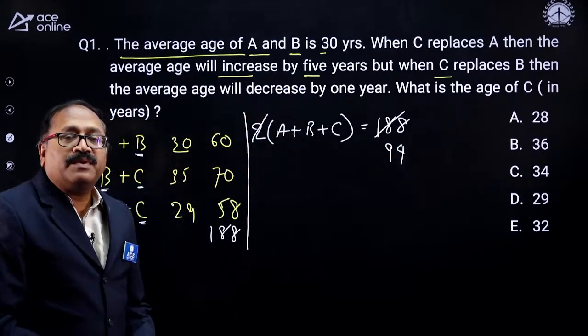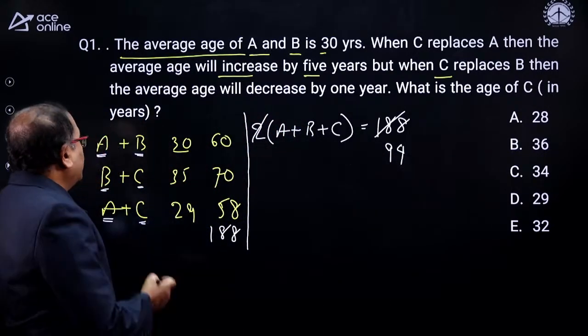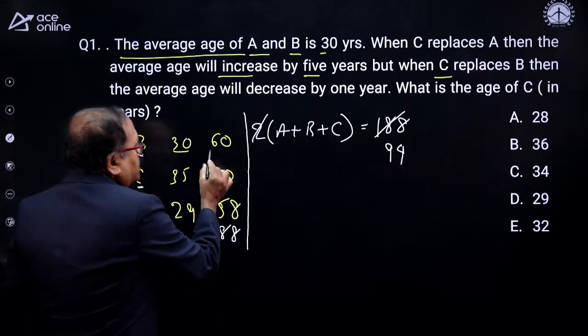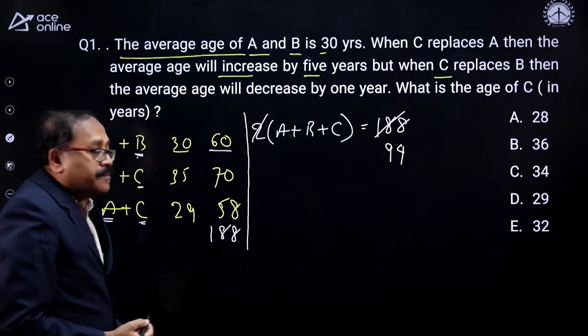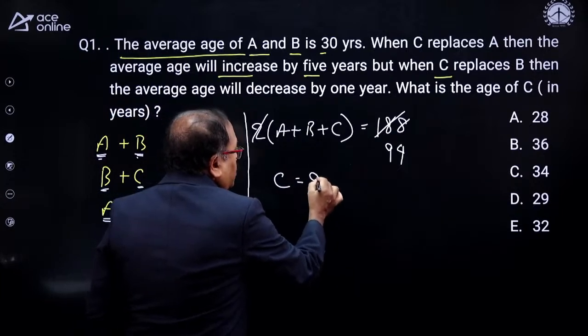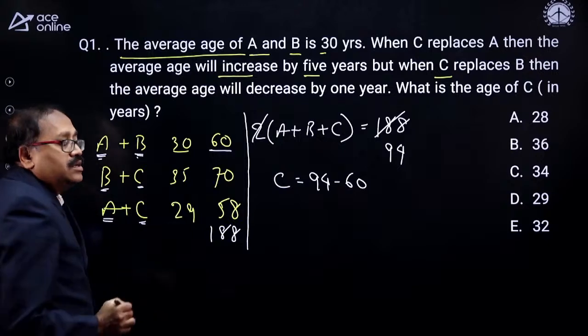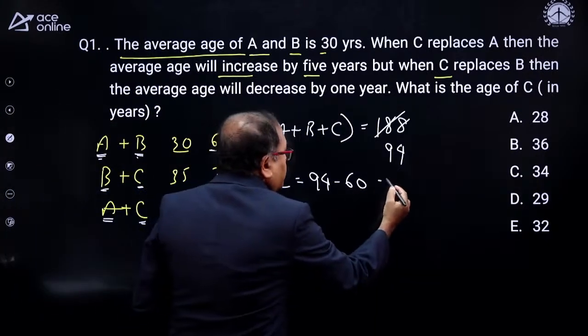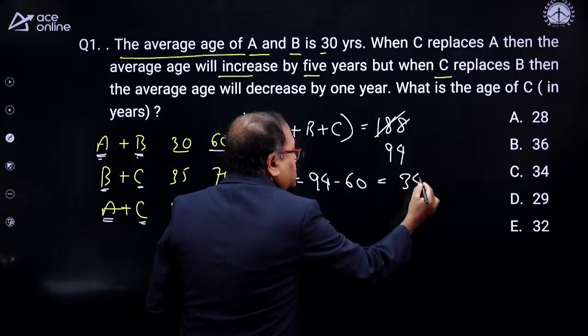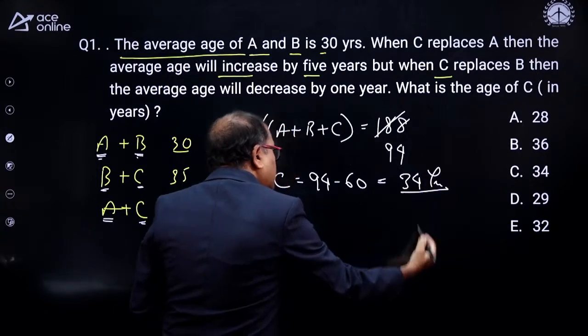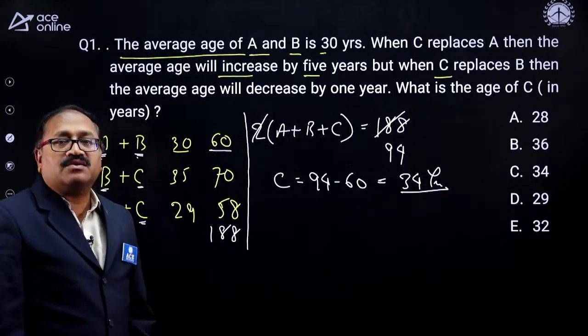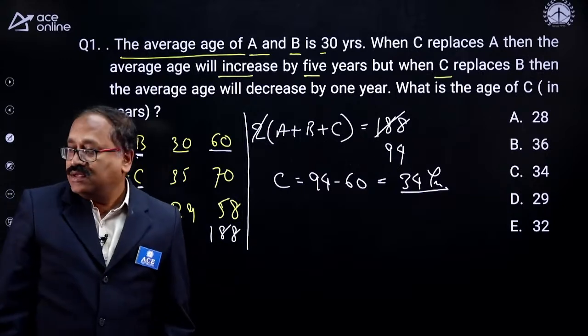When I know that A plus B plus C is 94 and I know that A plus B is 60, what will be C? C will be 94 minus (A plus B), which is 60. Then I will directly get my required value, which is 34 years. So what is the age of C? Age of C is 34 years.